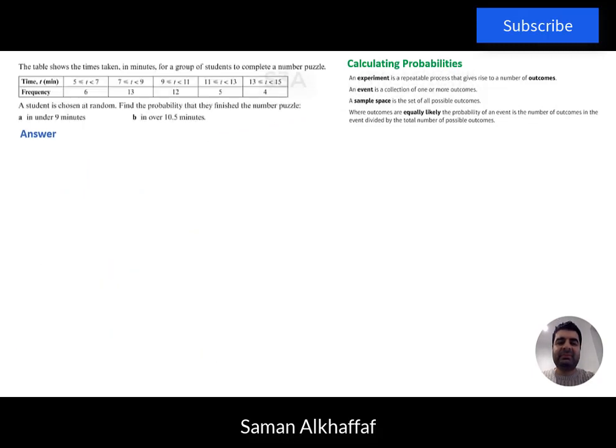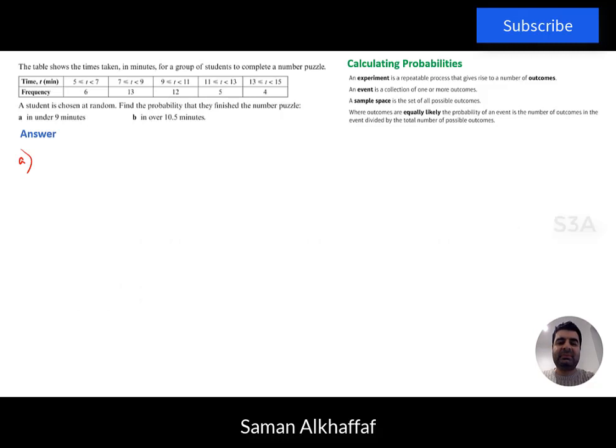In this example, the table shows the times taken in minutes for a group of students to complete a number puzzle. The times are shown in ranges: 5 to 7, 7 to 9, 9 to 11, 11 to 13, and 13 to 15, and the frequencies are 6, 13, 12, 5 and 7. A student is chosen at random. Find the probability that they finished the number puzzle. As part A, we are asked to find it in under 9 minutes.